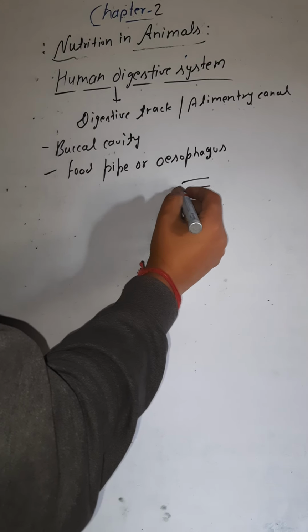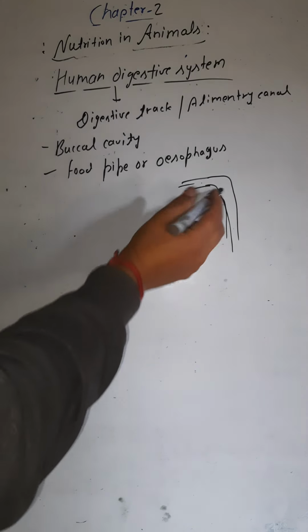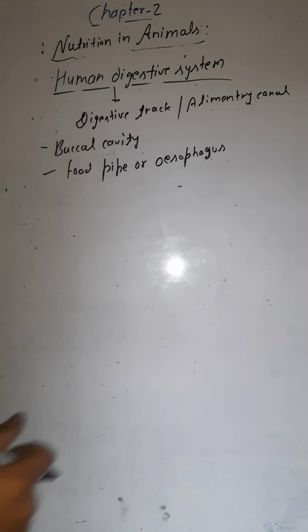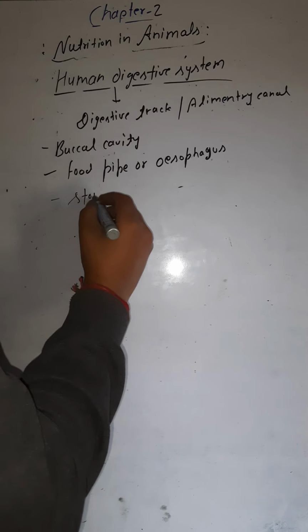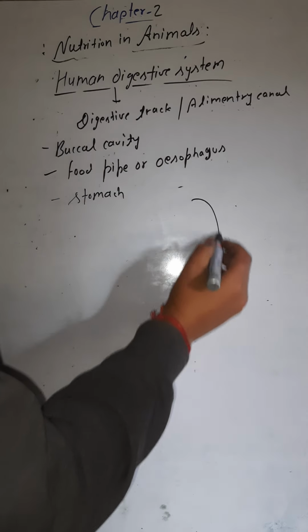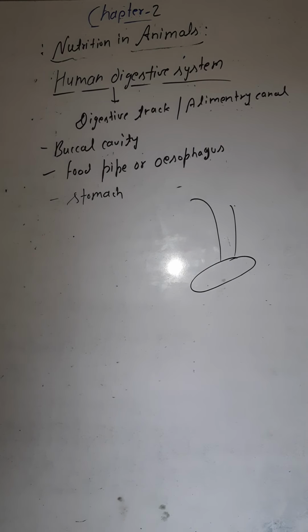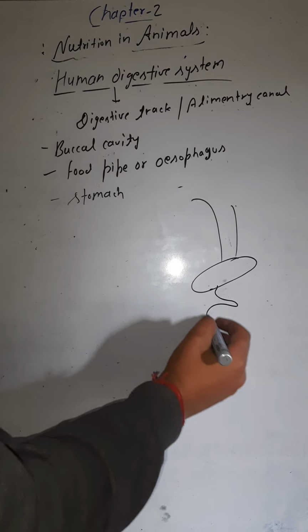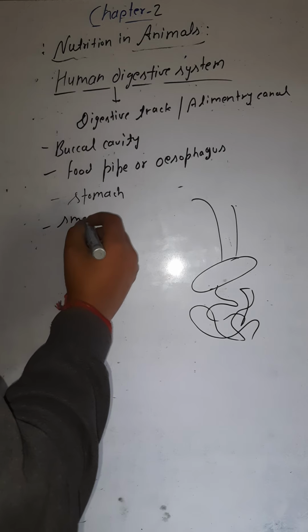Like this is your mouth, so from the mouth it will move into our esophagus. This is the esophagus, meaning the food pipe. Then when it has moved down the food pipe, it reaches the stomach. Then from the stomach it moves into the small intestine. This is your small intestine.